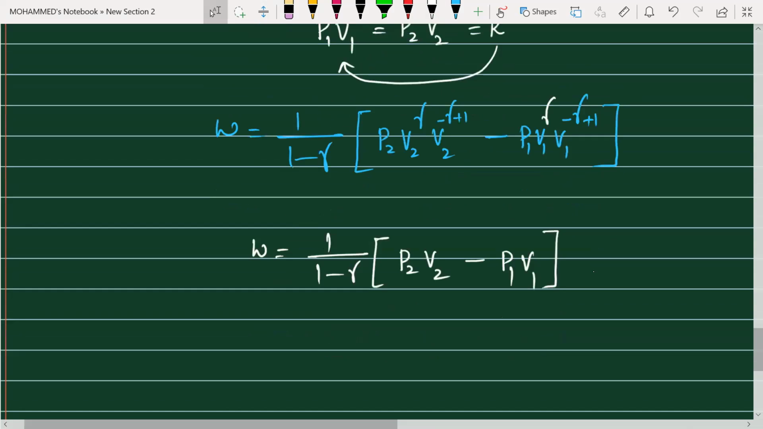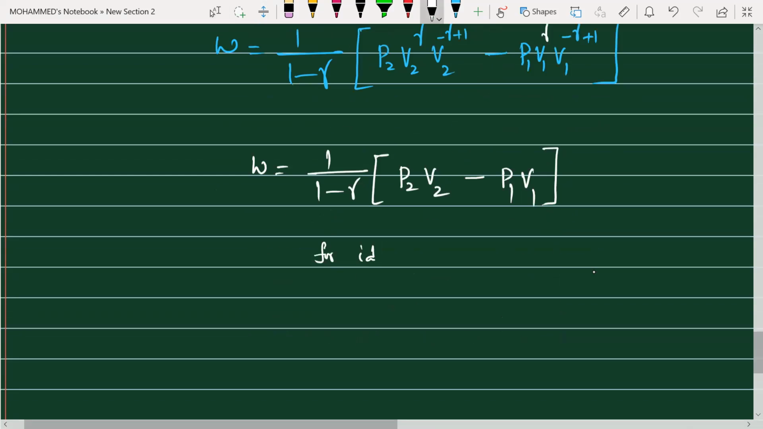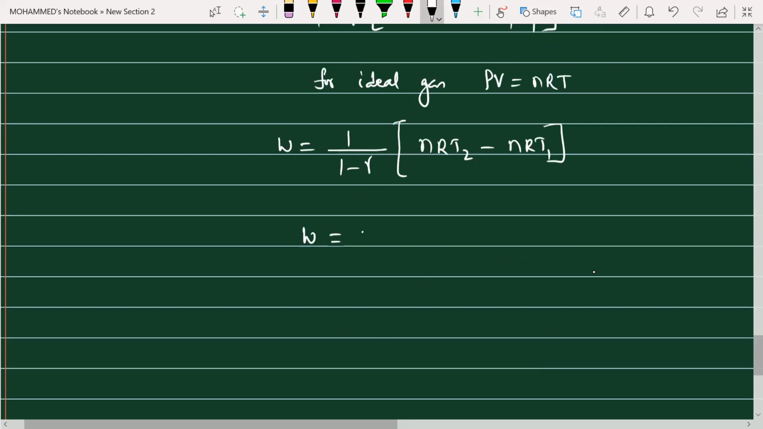Chalo. For an ideal gas, we know that PV is equal to nRT. Isn't it? So I can write this work done as W is equal to 1 by 1 minus gamma into P2 V2, which can be written as nR into T2 minus nR into T1. Can I write like this, beta? So work done is equal to nR by 1 minus gamma into T2 minus T1. So this is your work done.